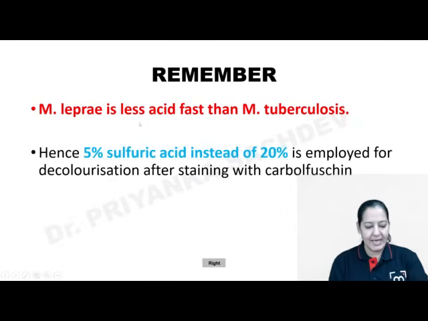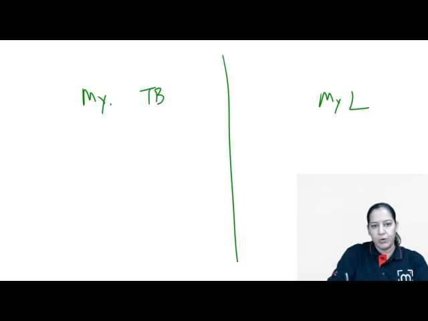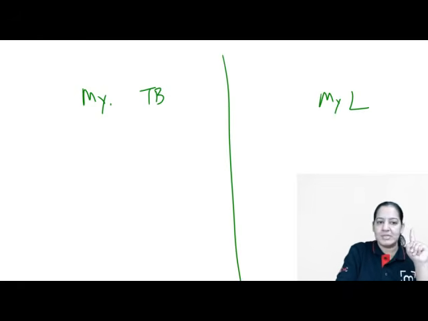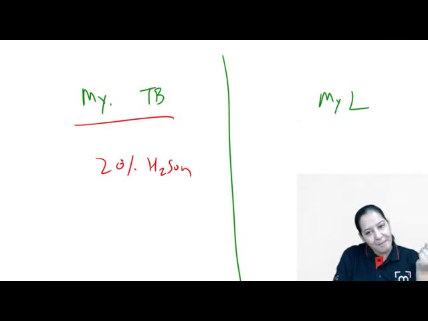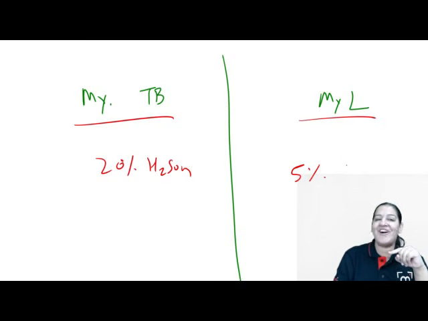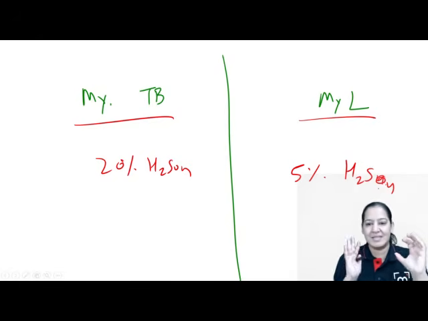So can I say there are 2 types of Mycobacterium. Mycobacterium tuberculosis and Mycobacterium leprae. You know that. For Mycobacterium tuberculosis, we require 20% H2SO4 to decolorize it. But for Mycobacterium leprae, we require only 5% H2SO4 to decolorize it. Yes or no? Say it. So 20% and 5%, the 2 types of concentration you can say.